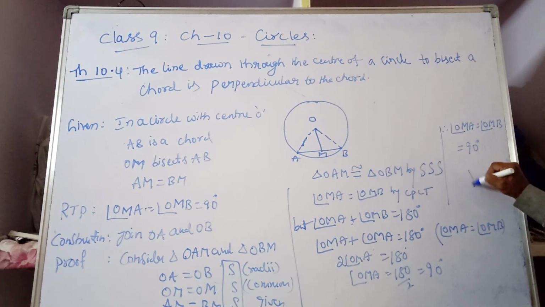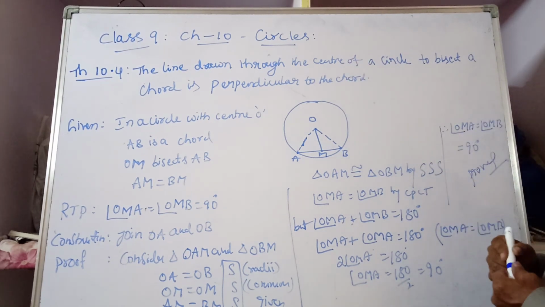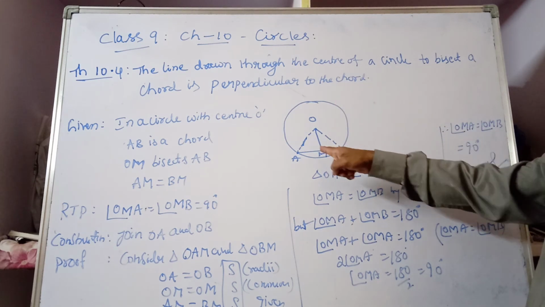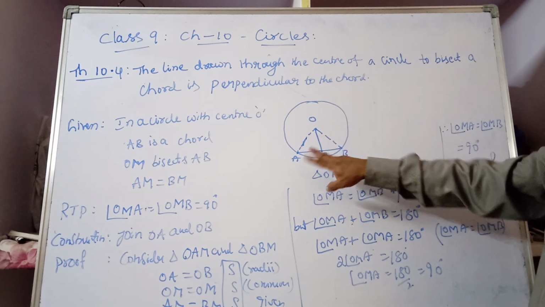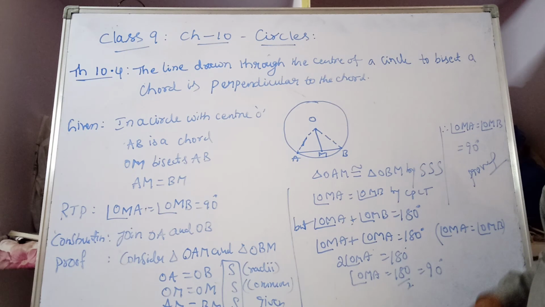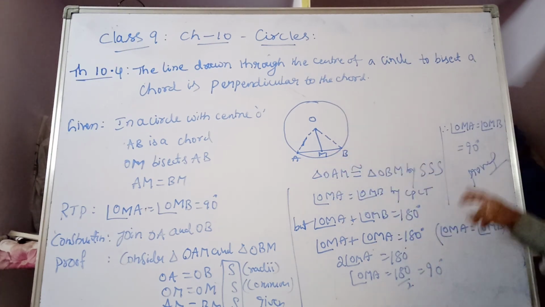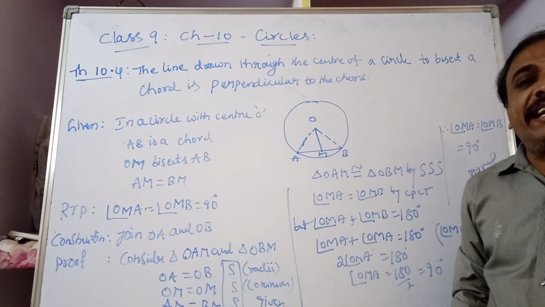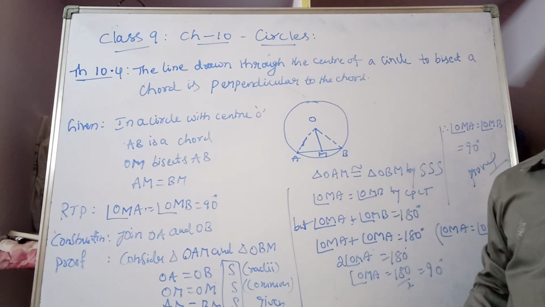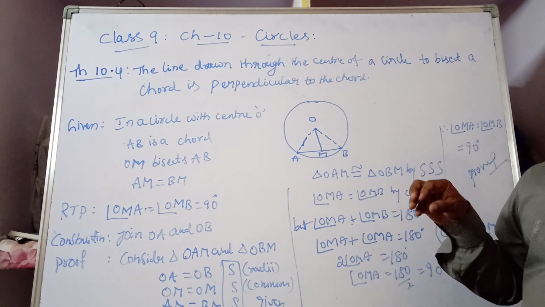Hence proved. What is he asking in the question? A line drawn through the center of a circle to bisect the chord: OM is a bisector of AB. Now we have to prove that OM is perpendicular, which makes 90 degrees at the point where it is meeting the chord.